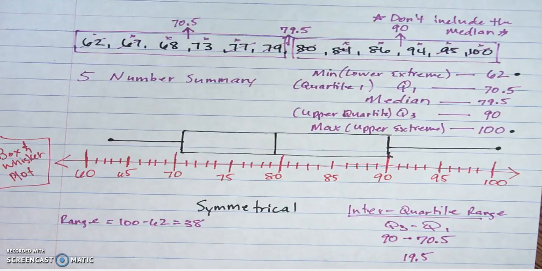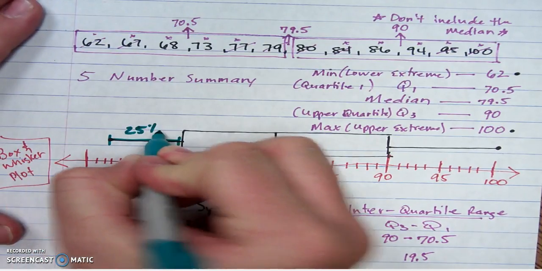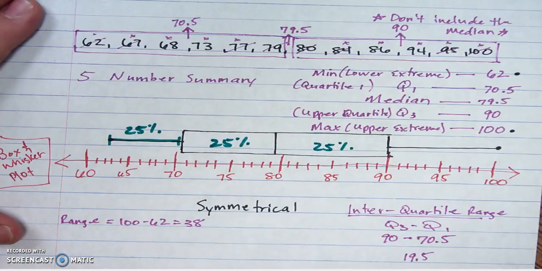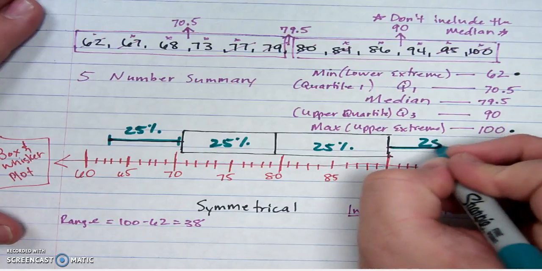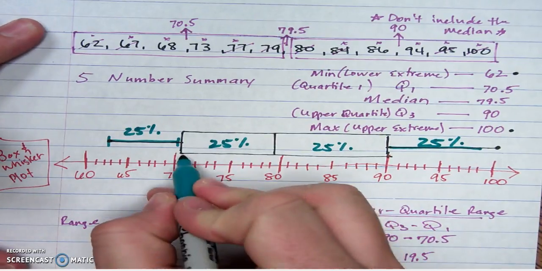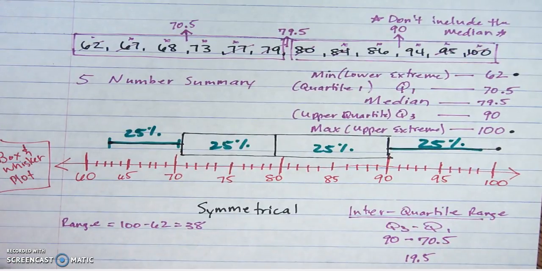One quick thing to note about box and whisker plots: what do they actually mean? What is it actually telling me? Each part of your box and whisker plot is worth 25% of your data. So this part right here is 25% of the data. This box is 25% of the data. This box is 25% of the data. And the upper line is 25% of your data. So 25% of the time, I would say this team scored between 70.5 points and 79.5 points. So a quarter of the time, that's what they scored. So that's one way that you can read a box and whisker plot.